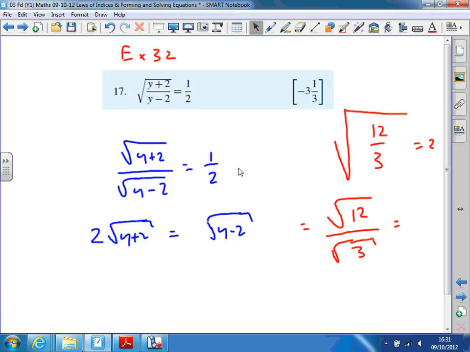Then square both sides. So that means you have to square everything on both sides. So 2 2s are 4. 4 times y plus 2 equals y minus 2. And then we can try multiplying out that bracket on the left hand side, collecting y's, and it's the same as we've been doing before. Okay?